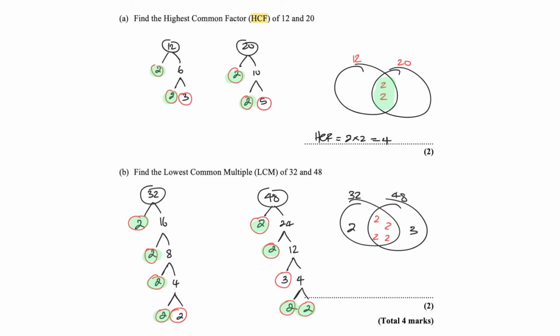Now, unlike the one at the top, my lowest common multiple means I need to multiply everything that's in the Venn diagram. So all I need to do now is literally go 2 times 2 times 2 times 2 times 2 times 3. Double check it. 1, 2, 3, 4, 5 2s. I've got 5 2s there, times 3. So that's 32 times 3. That's going to be 96. And just like that, that is finished in 4 minutes.